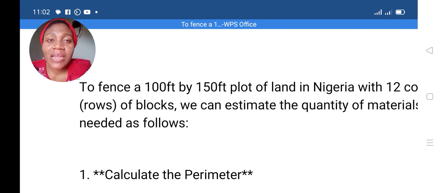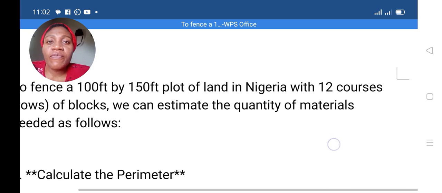We are talking about a 100 by 150 plot of land. That is like 3 plots of land. If it's measuring 50 by 100, this 100 by 150 is 3 plots of land. That is what we are using to estimate or calculate the materials that you'll be needing for this fencing work. All right, to fence a 100 feet by 150 plot of land in Nigeria with 12 courses.